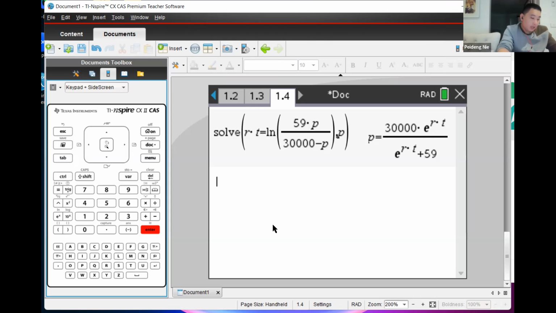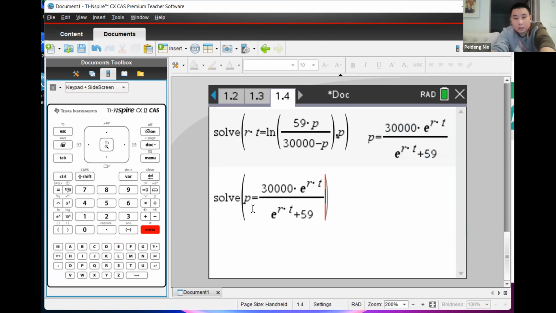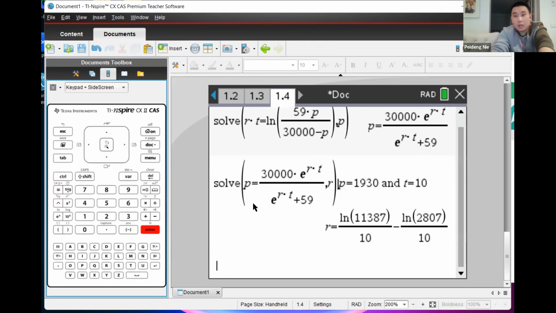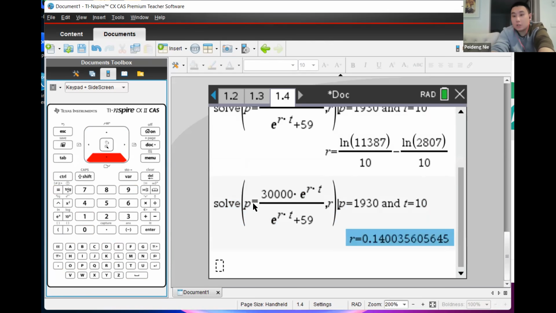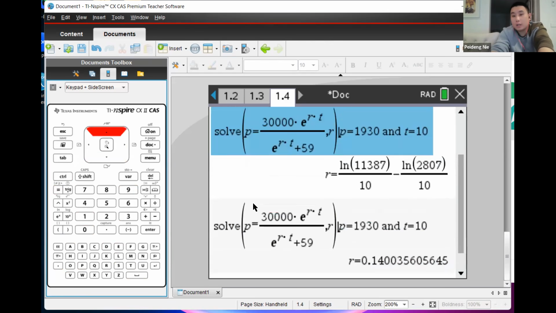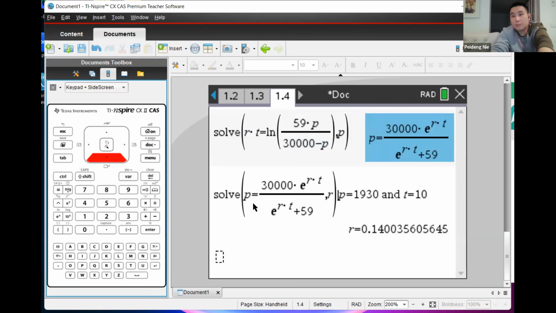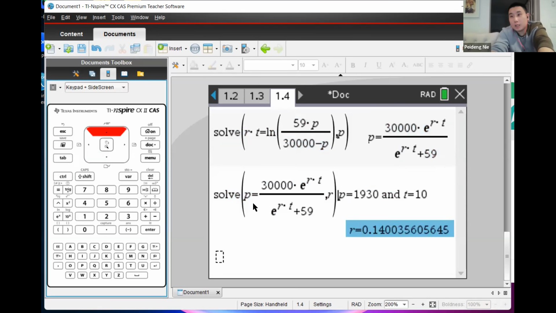The next part, given that after 10 years, there are 1,930 butterflies in the population, find the value of R corrected to 2 decimal places. Basically, it follows on from the answer here, okay? If I want to find R, I can say given P equals 1930 and T equals 10 years. Enter gives you the exact value, but we want it corrected to 2 decimal places, which is 0.1400, okay? 0.14. So that's the second part. I will write that later.